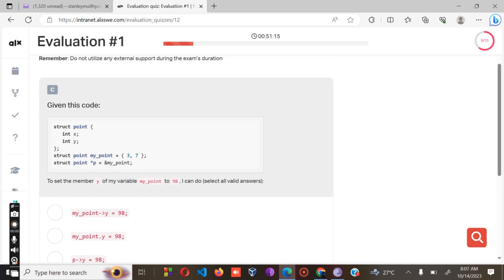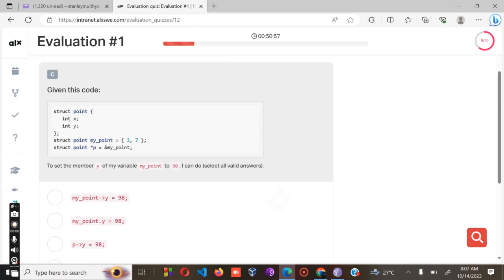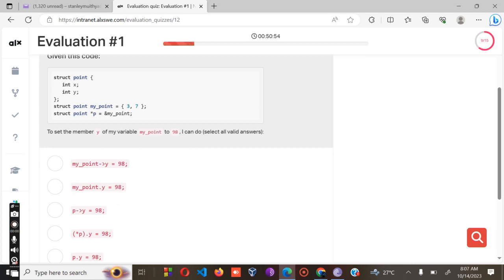Given that struct point has int x and int y, then struct point my point, sorry. If the struct point is my point, to set the member y of the variable my point to 98, I can do, select for the correct answer. So for this one, we are supposed to come up with the answer.